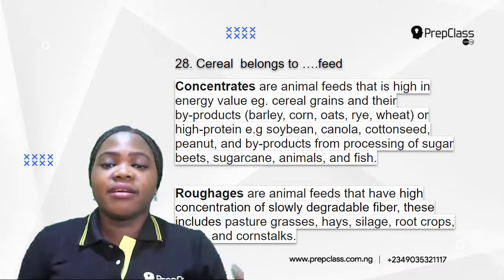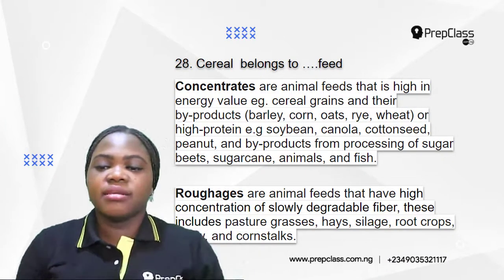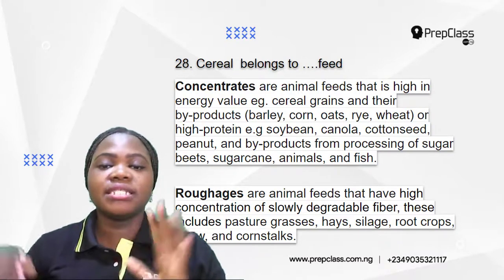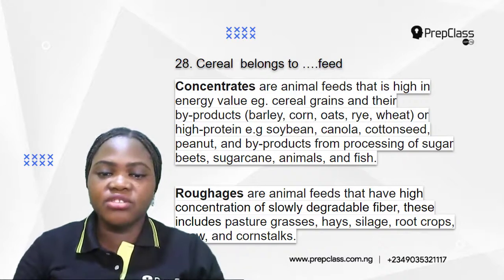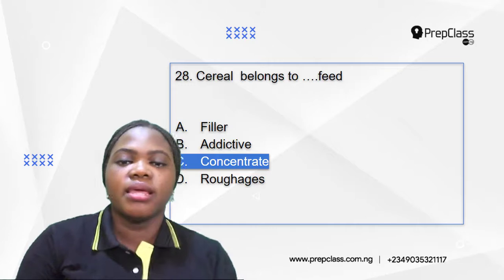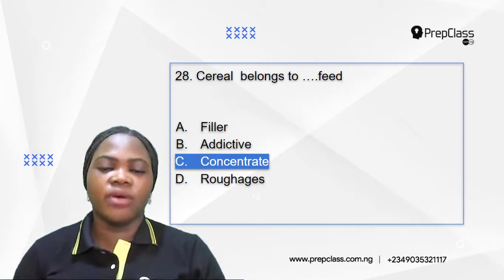This includes pasture grasses, hay, silage, root crops, straw, and corn stalks. So these are roughages. They are slowly degradable fiber. So these are roughages. Now, which of the options is correct?